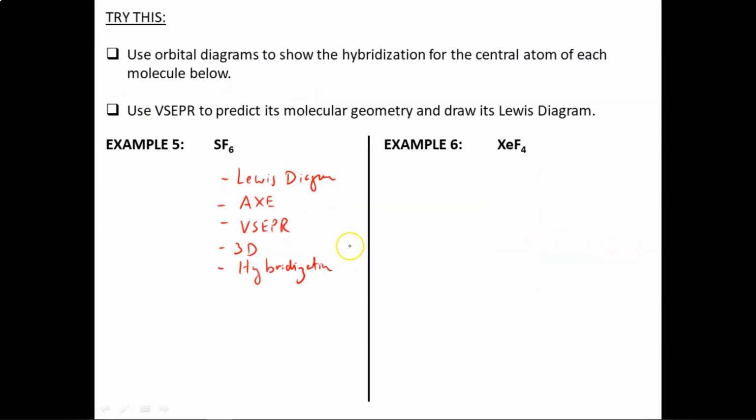Alright, so what I'd like you to do at this point is write down the Lewis diagram, AX formula, VSEPR geometry, 3D drawing, and the hybridization around the central atom for each of these 2. When you're ready, press pause, and then press play once you're done, and we'll take it up.